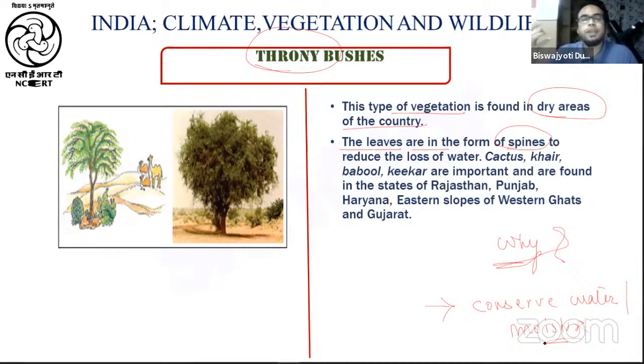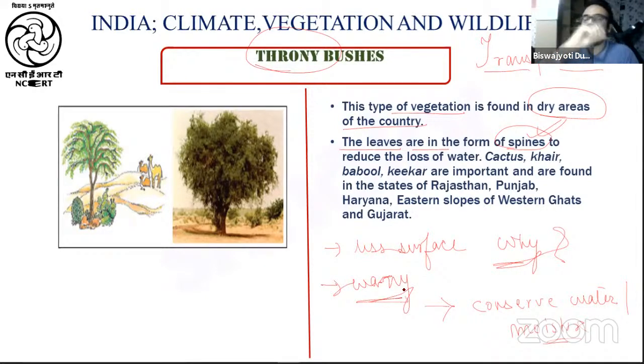And because of this, the trees need to prevent or need to stop transpiration. And what is transpiration? Transpiration is nothing but your loss of water from the plants, right? Your plants will need moisture, and in order to conserve your moisture, what happens? The leaves which are found in these areas, they are of spine structure. Now why spine structure? Because spine structure has less surface area, therefore it will result in lesser amount of transpiration. And secondly, these spines will also have a waxy coating along with it, and this waxy coating also reduces your transpiration. Understood this? And your examples would include your cactus, khair, babul, kikar, right? And it is found in which regions in India? It is found in Rajasthan, Punjab, Haryana, eastern slopes of Western Ghats, and also Gujarat, right?